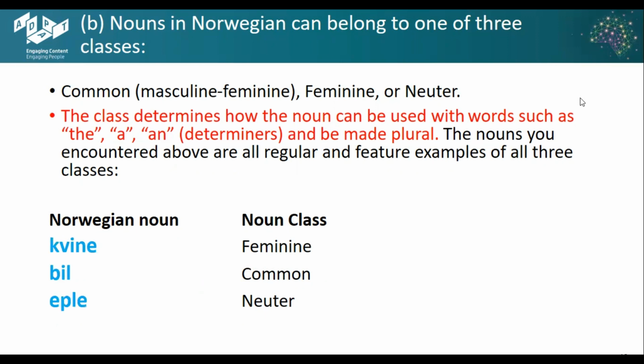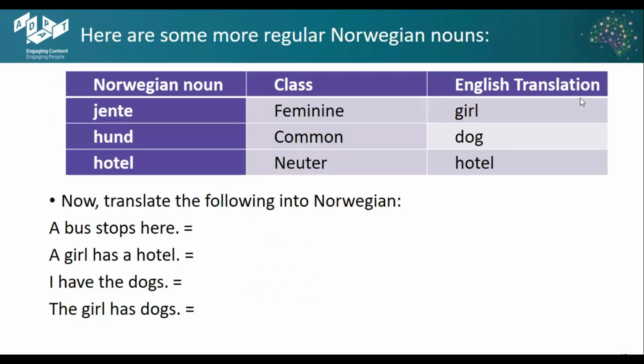I've highlighted kvina, bil, and epil there because once they give you some more information, it's worth finding them in the previous sentences we were given. So just find them and see, can you work out what they mean? The next part, they give you 3 more Norwegian nouns, and they tell you which class they are, and they give you the English translation as well. So they give you jente, which is girl, hund, which is dog, and hotel, which is hotel.